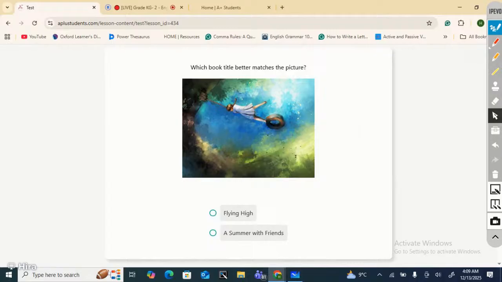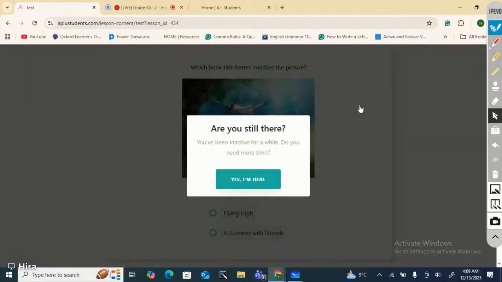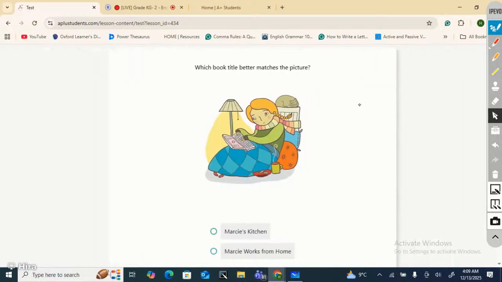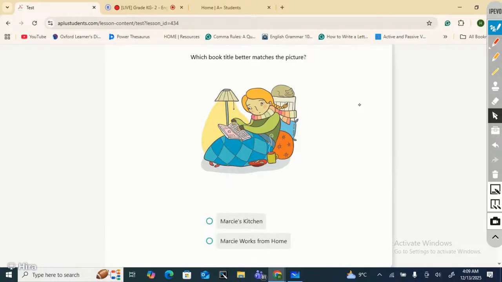Okay, if you look at the picture, the girl is trying to fly high. And the second option, A Summer with Friends. Well, there is just one girl. We cannot see her friends. So, the second option does not seem suitable. But Flying High seems suitable. Let's check. Yes, that was the answer.